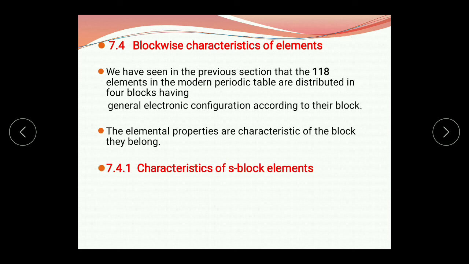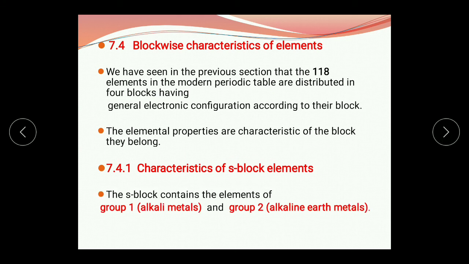So, what are the characteristics of S block elements? First tell me, how many groups are there in the S block and where is it located? Can you recall that? The S block contains 2 groups. The first group elements are called alkali metals, while the second group elements are called alkaline earth metals. And this S block is located at the extreme left of the periodic table.